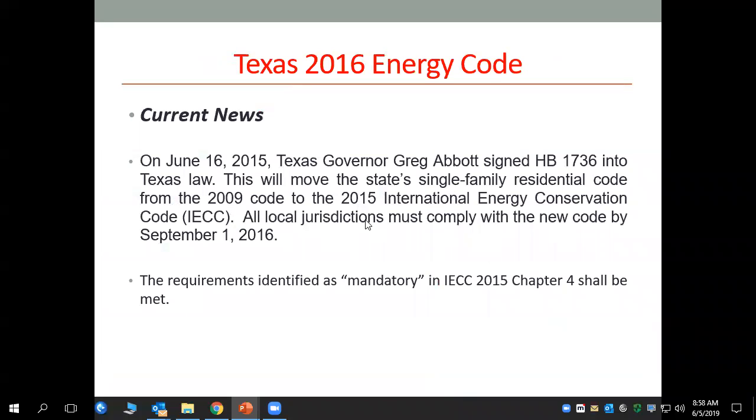All right, code. We're going to go over code real quickly. Right as a news release was, Governor Greg Abbott signed House Bill 1736, adopted the 2015 IECC. The requirements identified as mandatory in the IECC 2015 Chapter 4 shall be met.